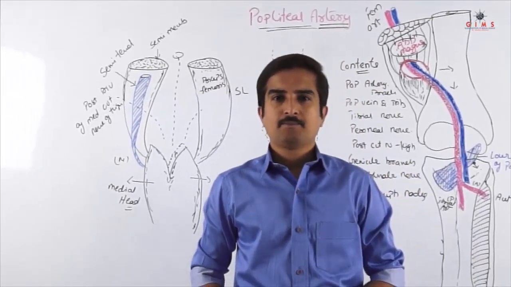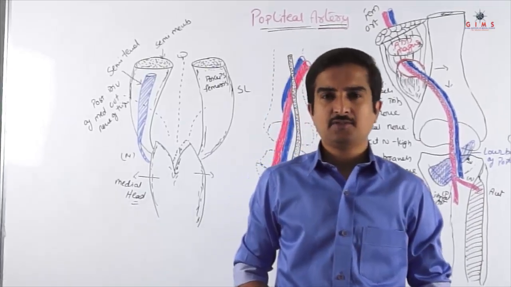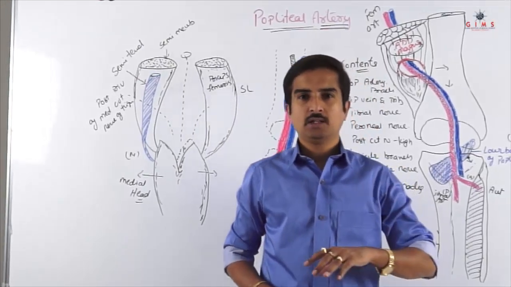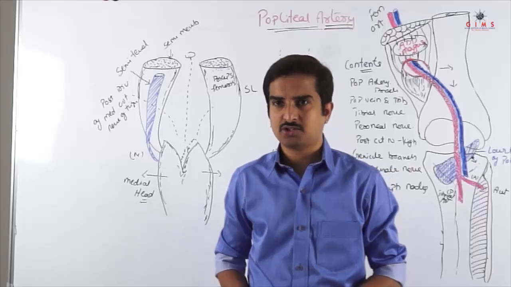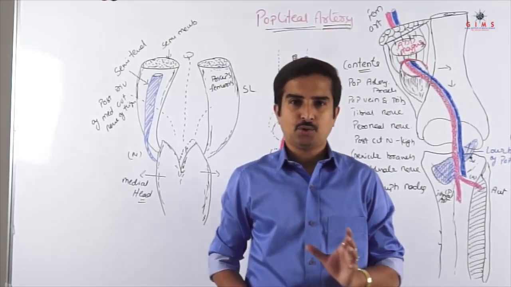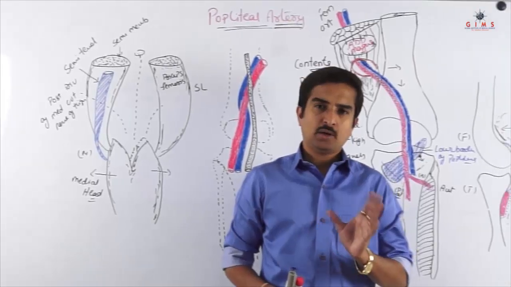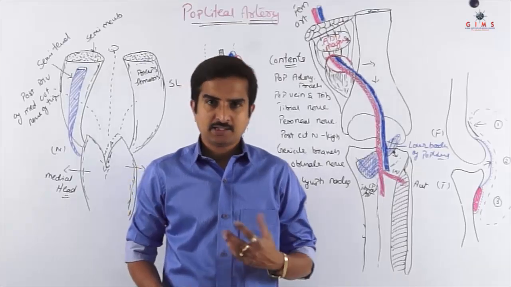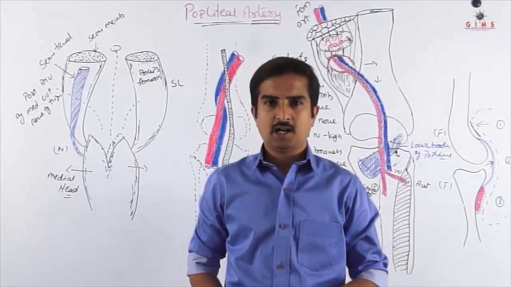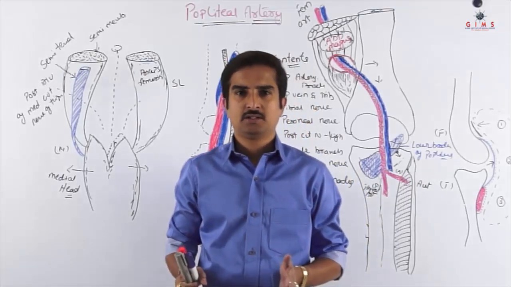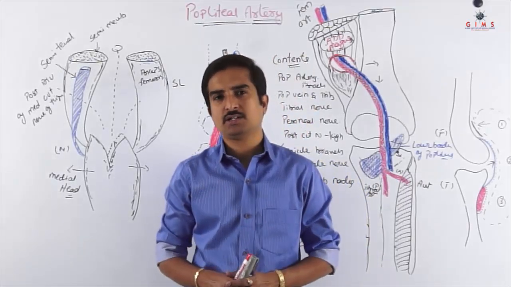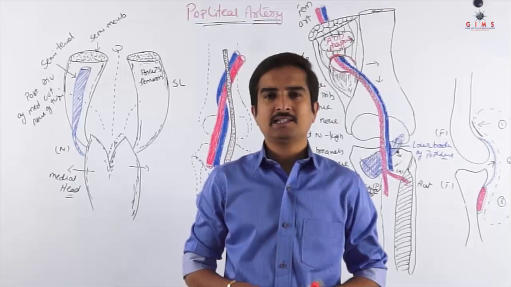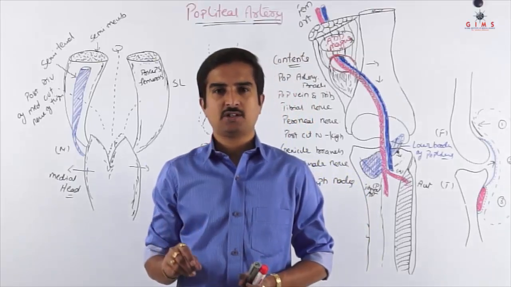And now, what are the relations of the popliteal artery in the popliteal fossa, where it is exactly located, and how the popliteal artery is related to other structures. One point you should know here is that in the popliteal fossa you have the popliteal vein, the tibial nerve, as well as the popliteal artery. Out of these three structures, the popliteal artery is considered to be the deepest structure.